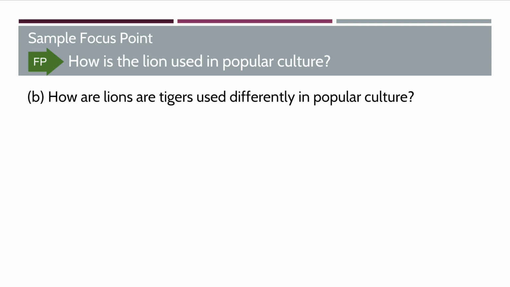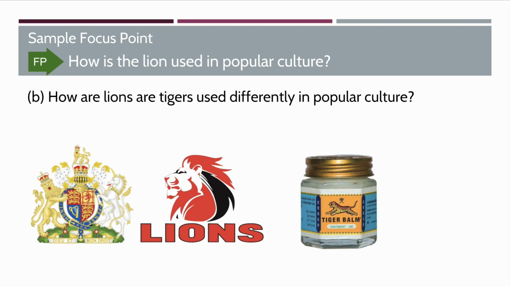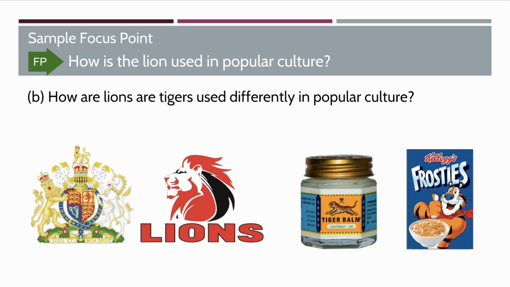So think about how lions are used, how tigers are used. Can you think of any examples? I basically came up with 4 right off the top of my head. Once again, let's go back to the British coat of arms, in which the lion makes a part of it, Lions rugby, and then for some reason, maybe because I'm getting a little old and crickety, I think of Tiger Balm. And by far, my favorite cereal growing up was always Kellogg's Frosted Flakes. So there's my friend Tony the Tiger.